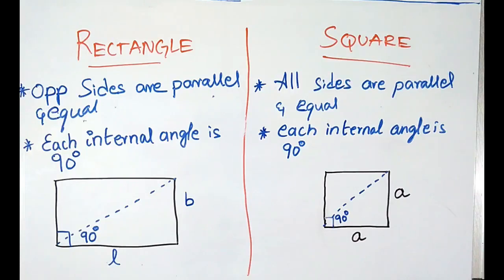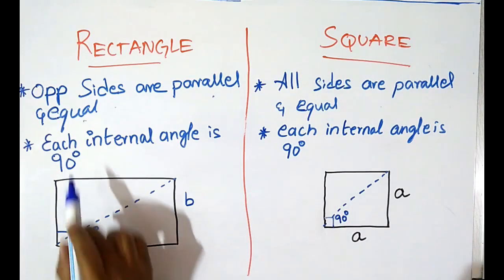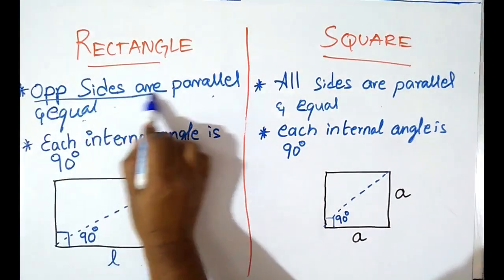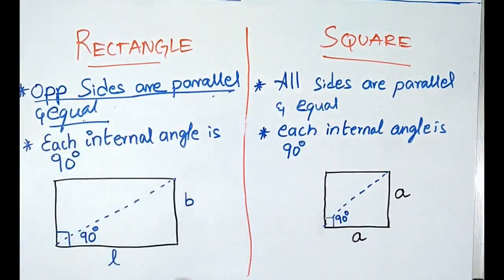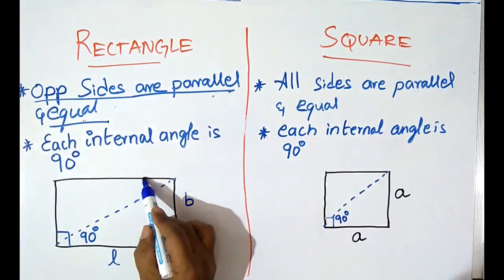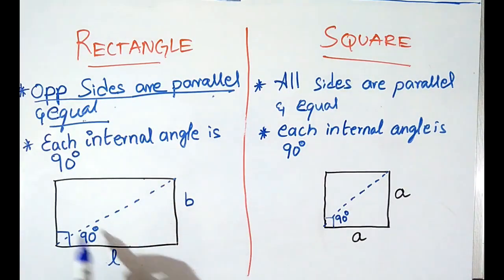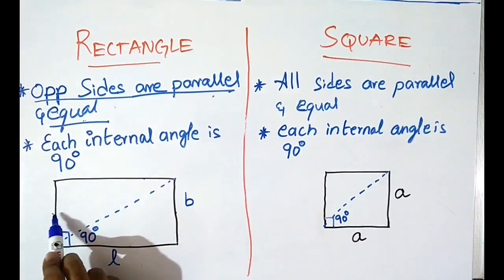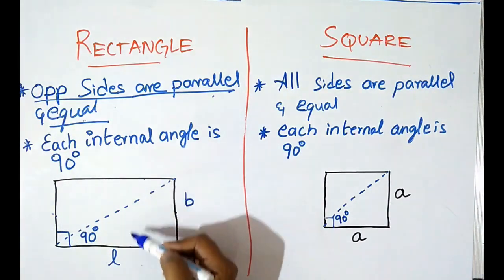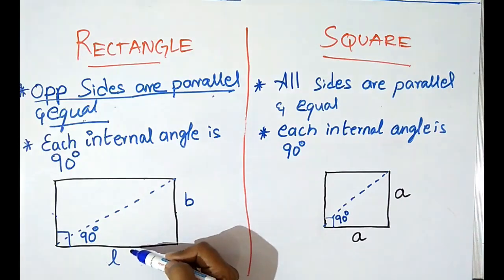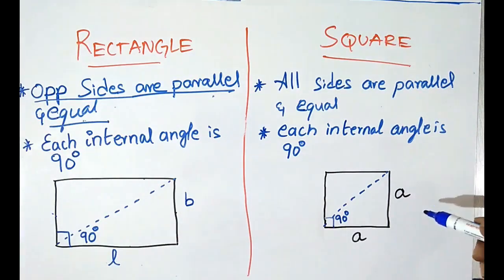This rectangle and square is also a parallelogram as it satisfies the property of parallelogram, that is opposite sides are parallel and equal. If you see a rectangle, opposite sides are parallel and also equal. These opposite sides are parallel and also equal. These two opposite sides are parallel and equal. Even in the square, this property holds good.